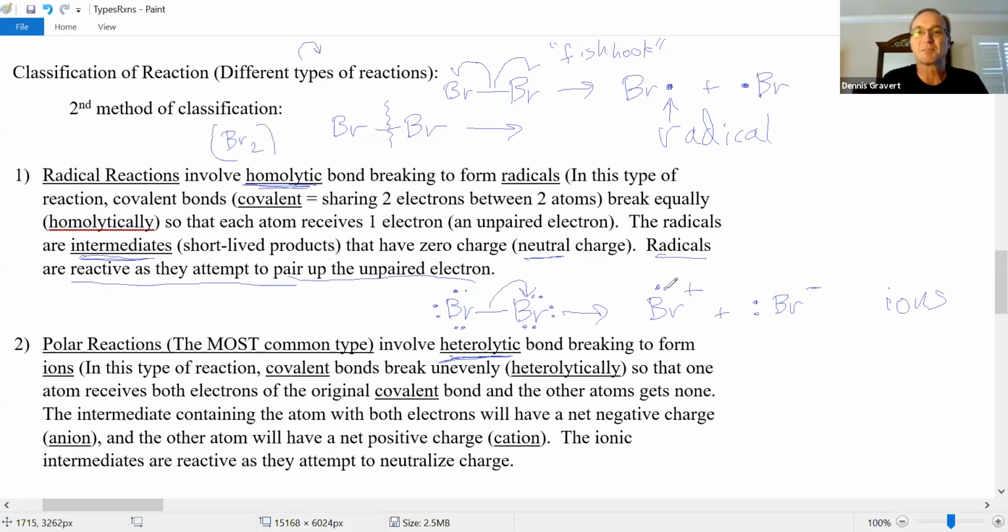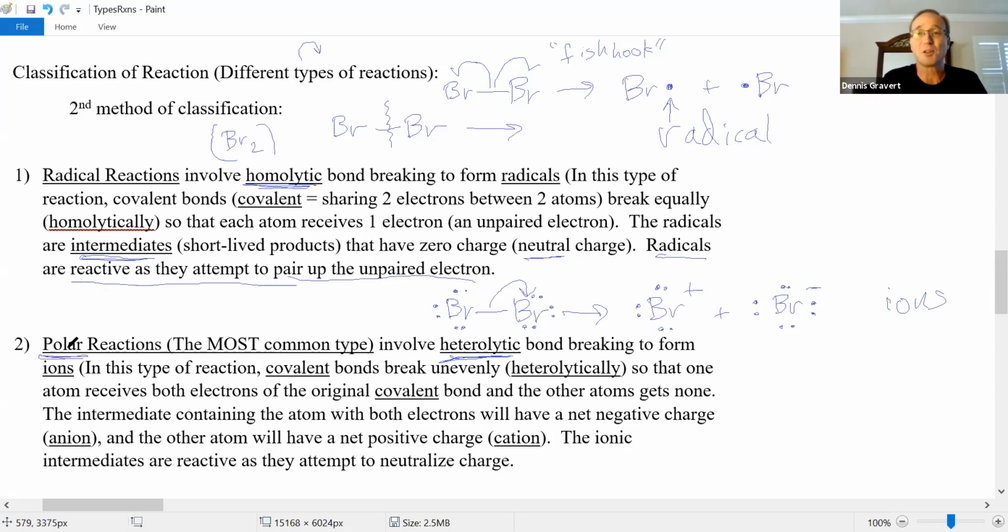So afterwards, this bromine only has 3 lone pairs. This bromine has 4. This one doesn't have an octet. That's not stable. This one is stable. So it turns out this is the most reactive piece that's going to go on and do something cool. What else do you need? Oh, what's this class? How do we classify this? It's called a polar reaction.